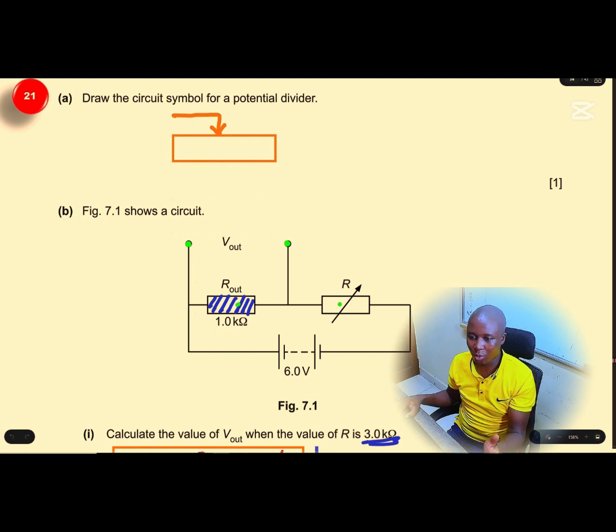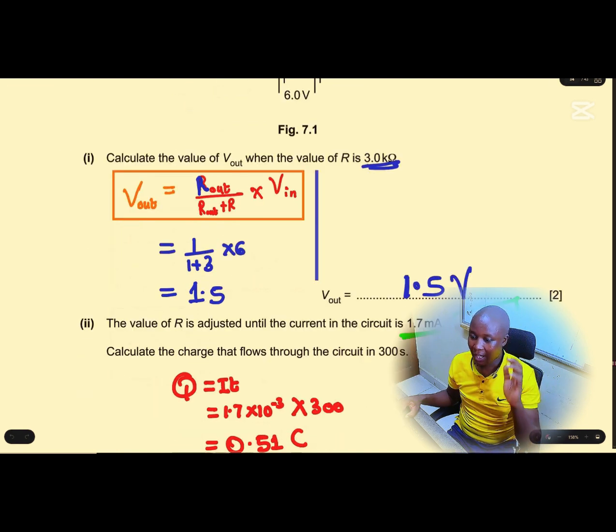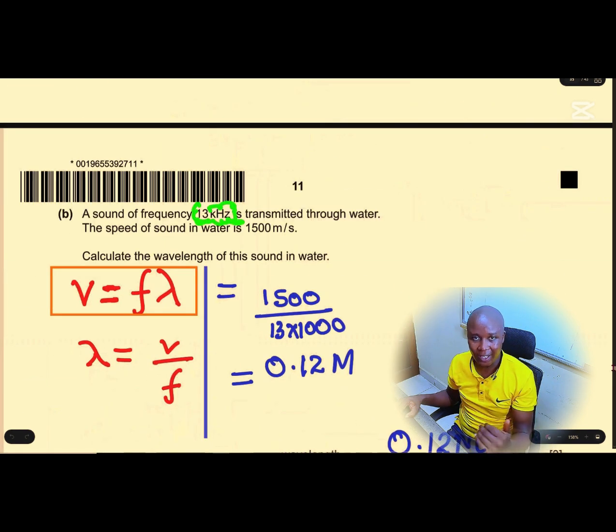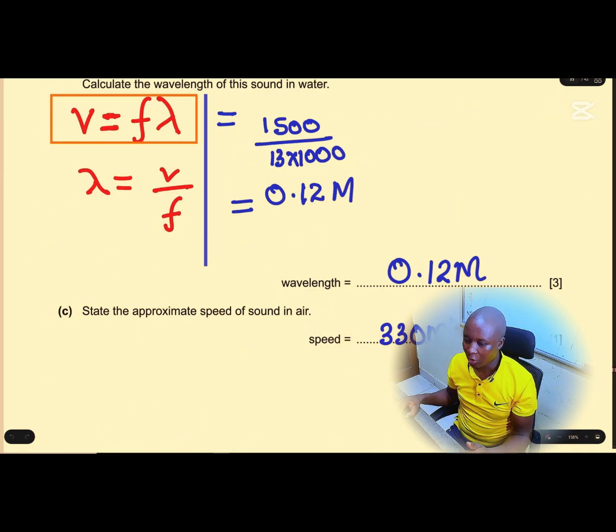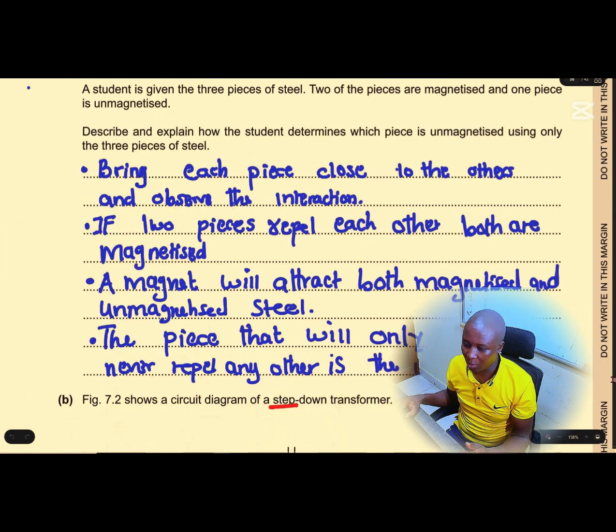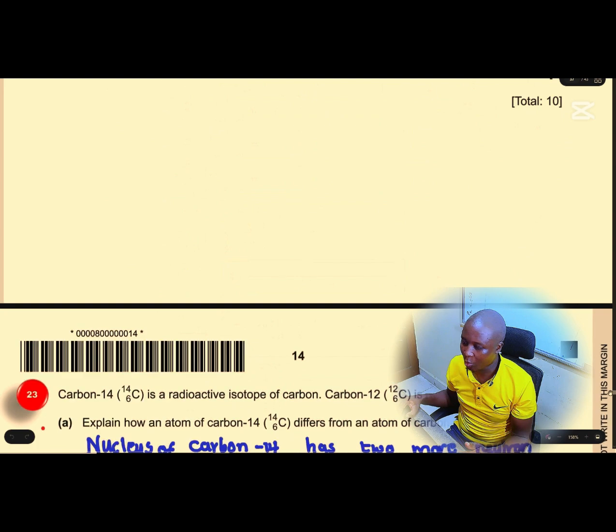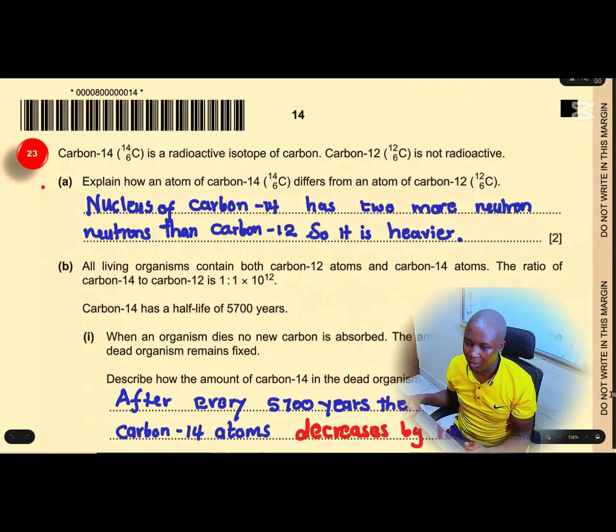Questions like this to do with potential dividers, we really discussed how to work out. That was done in part 3. So let's go straight and figure out how to work out questions to do with radioactivity.